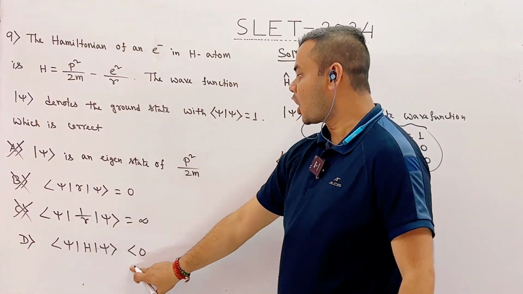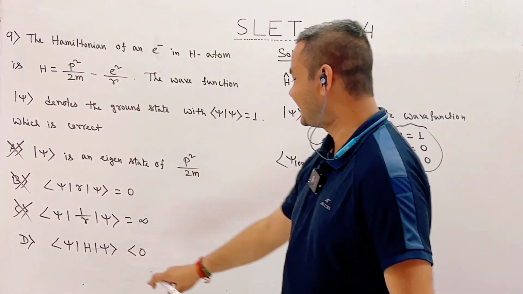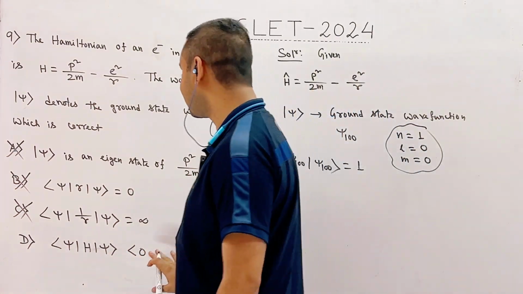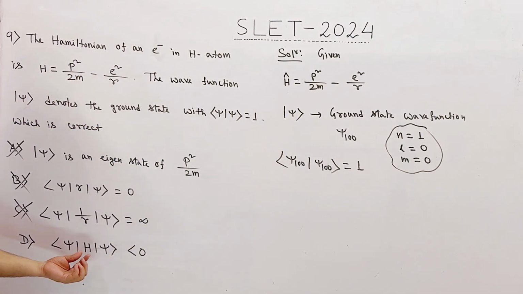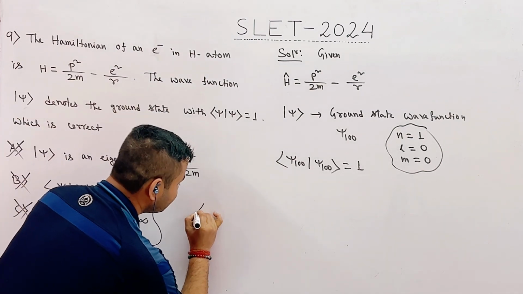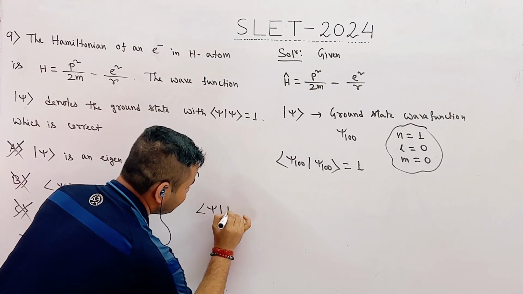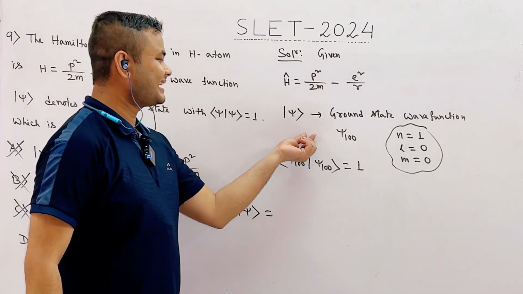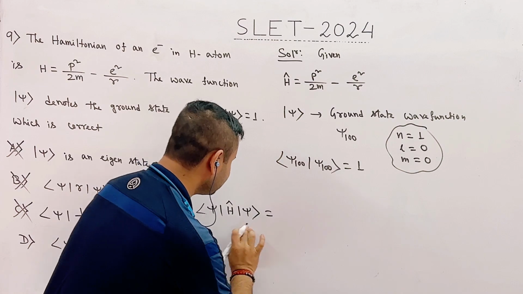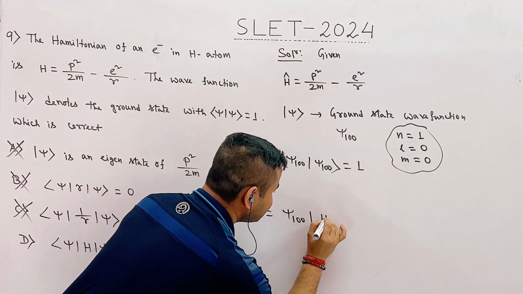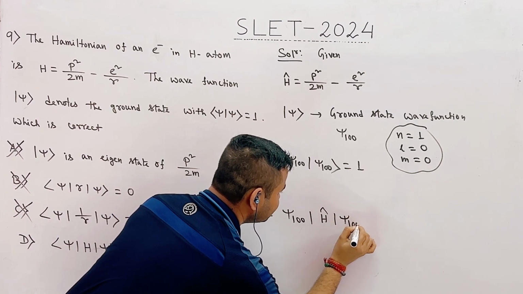Finally, let us check option D. According to option D, the expectation value of Hamiltonian operator is less than 0. This is correct. Now, let me show you how expectation value of Hamiltonian operator is less than 0. Students, this term can be written as psi H psi is equal to, we know that psi is psi 1 0 0. So, this term can be written as psi 1 0 0 H psi 1 0 0.